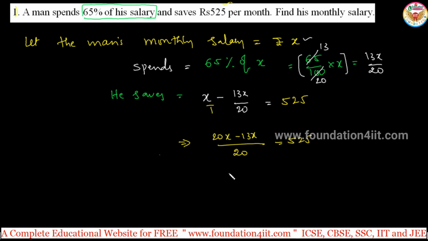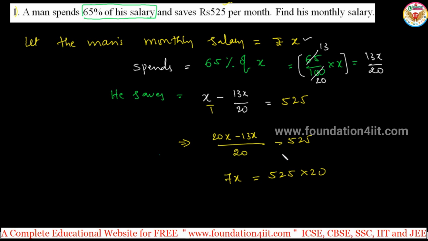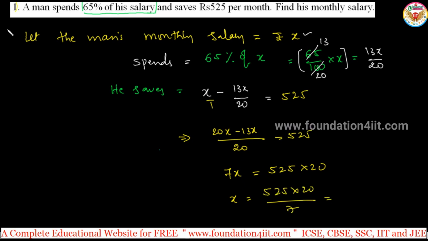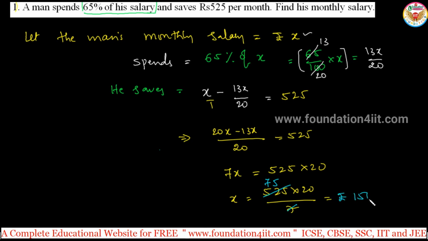Then 20x minus 13x, 7x, is equal to 525 into 20. The 20 is dividing, so take it to the right side and multiply. Then simplify. Then x is equal to 525 into 20 divided by 7. We can cancel this with 7. 7 fives are 35, 75 into 20, rupees 1500. So the monthly salary is 1500.